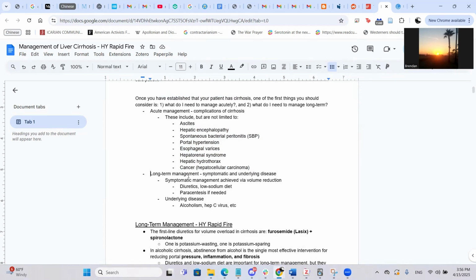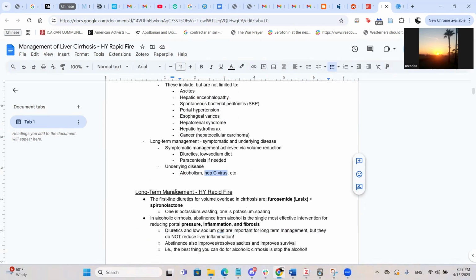For symptomatic management, that's going to be achieved through management of the patient's volume status. That's going to occur through diuretics and a low sodium diet, and even paracentesis if needed. As for managing the underlying disease, it depends. If the patient has alcoholic cirrhosis, you have to manage the alcoholism. If the cirrhosis is secondary to hep C virus, you have to manage that as well, and so on and so forth. So let's start by going more in depth into the long-term management.